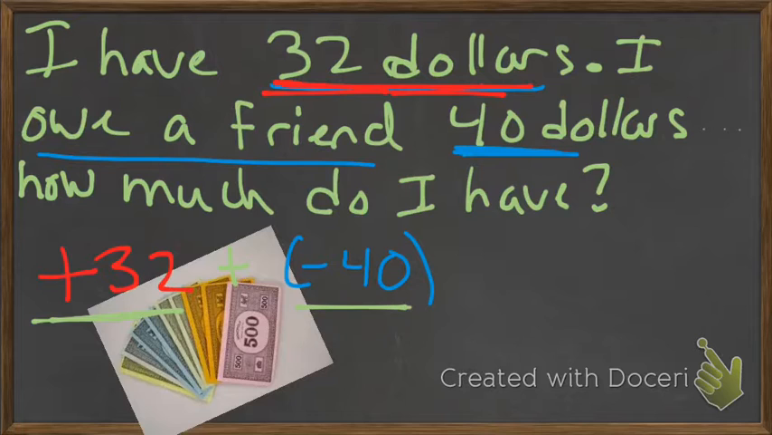Positive 32, negative 40. If I give him back all the money that I have, the $32, I still owe him $8. So I'm going to write that as negative 8. So I've paid back most of my debt, but I still owe him some money.